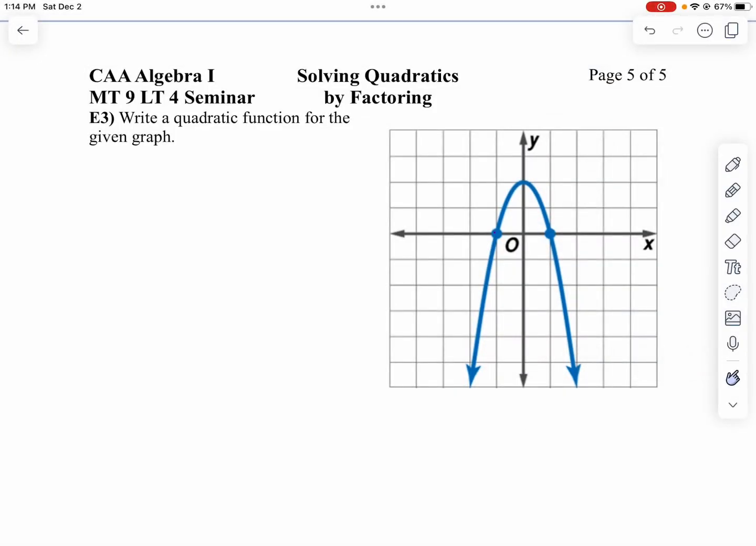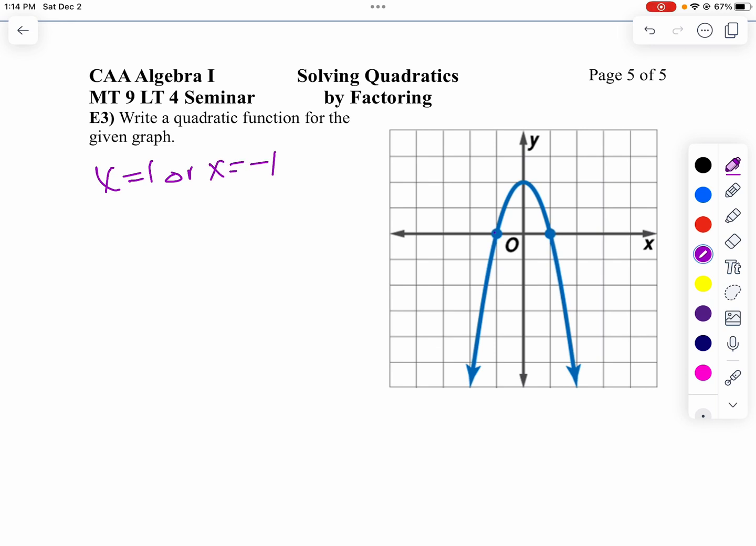Now in the last question of our seminar, we have to work backwards. Notice we have two solutions to this quadratic, and what we want to do is find the equation that will give us that from this graph. Notice I got one at -1 and one at 1. So I work backwards. In other words, on this problem, I know x equals 1 or x equals -1.